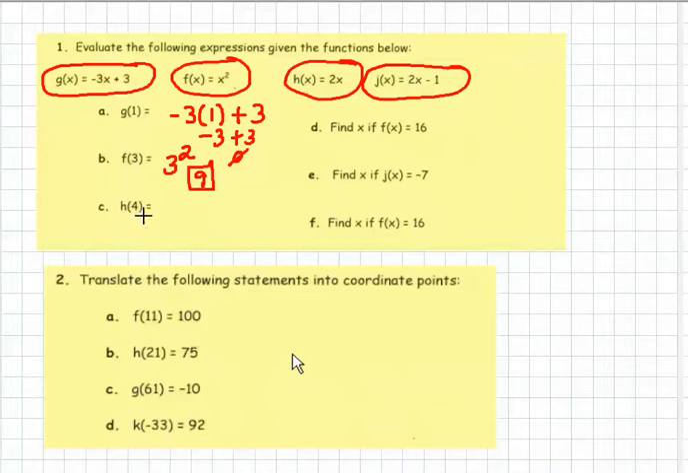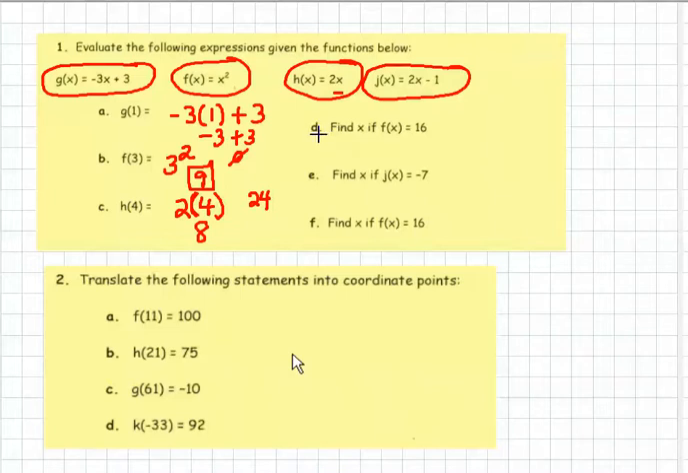The third one says h of 4. Well, that means I'm going to look over here at the h of x function, and I'm going to replace my x with a 4. And notice I'm putting parentheses around it. That's because when I see 2x, that means 2 times x, and I can put them next to each other without any kind of a multiplication symbol, because one's a variable and one's a number. But the minute I replace the x with a number, I'm going to enclose that, or it would look like 24, which would be kind of confusing. So now I've got 2 times 4, which is 8.